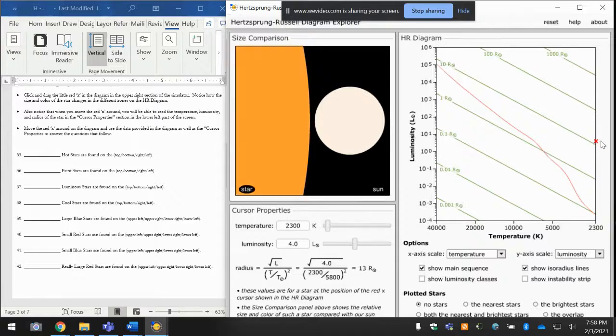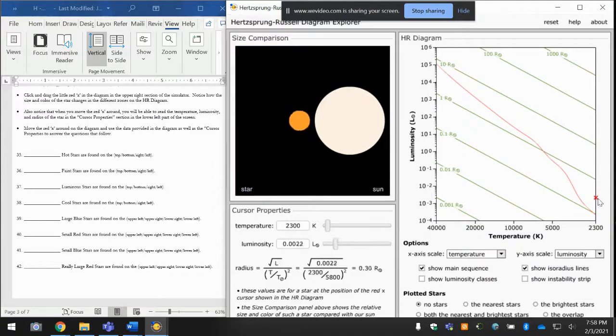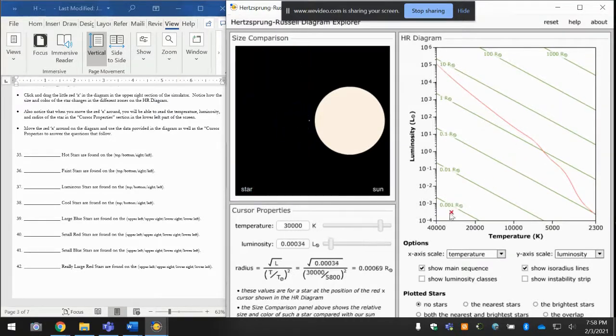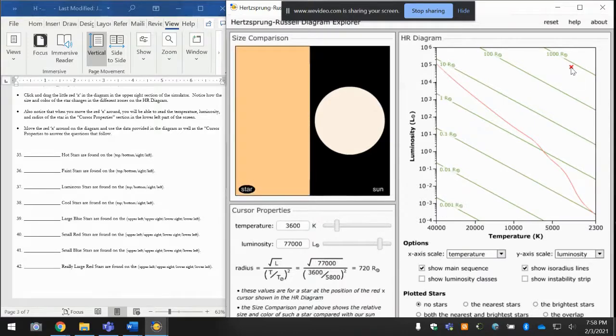Let's see your small red stars. Where do we find those? The red stars are over on the right because they're cooler, and smaller is down this way. The solar radii here, the green lines, are showing you that bigger stars are found this way on the diagram and smaller stars are found this way, right?